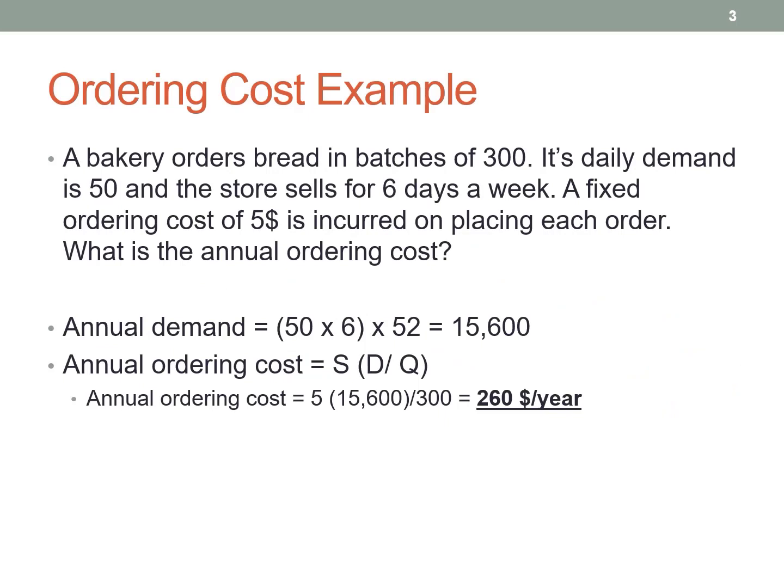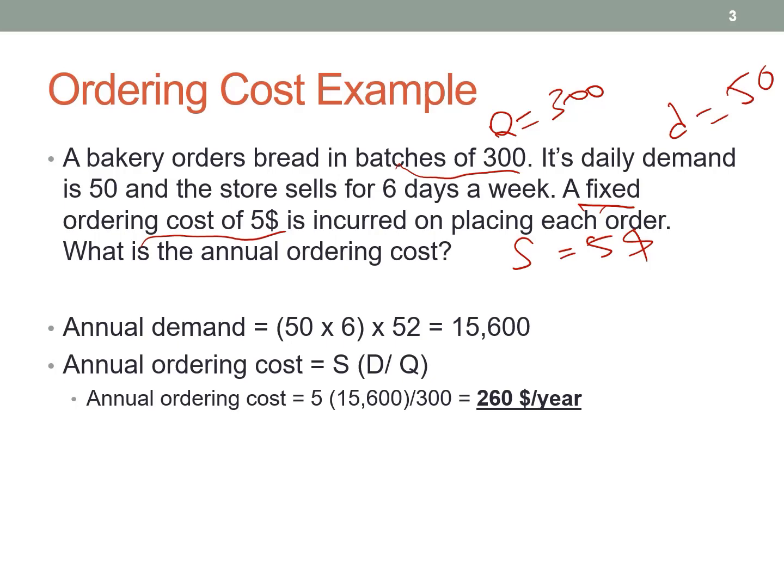Let's look at an example. We're continuing the same example of the bakery with bread loaves. We order in batches of 300, so Q equals 300. Our daily demand is 50, so small d is 50. The store sells for 6 days a week. A fixed ordering cost of $5 is incurred on placing each order, so S equals $5.